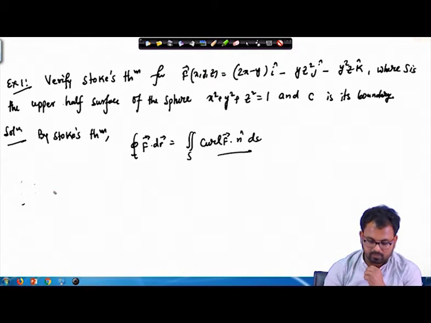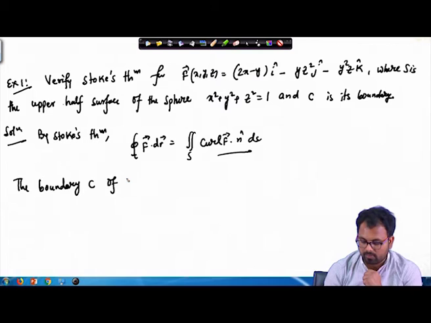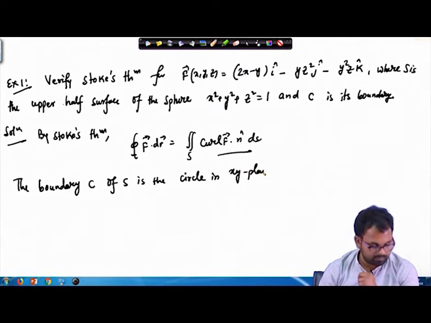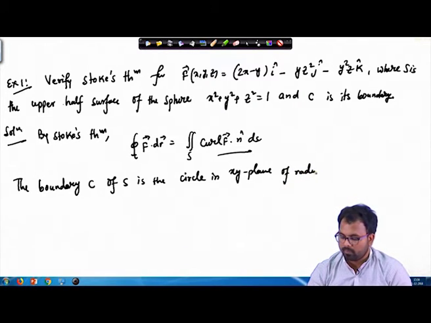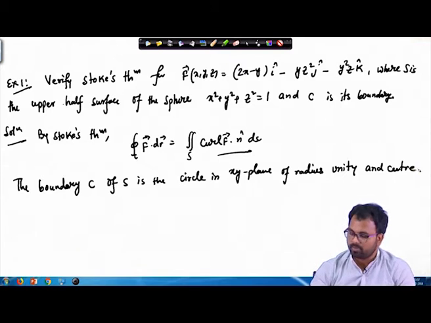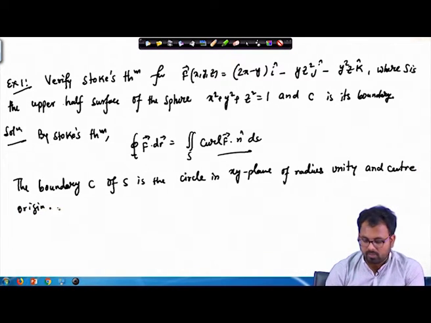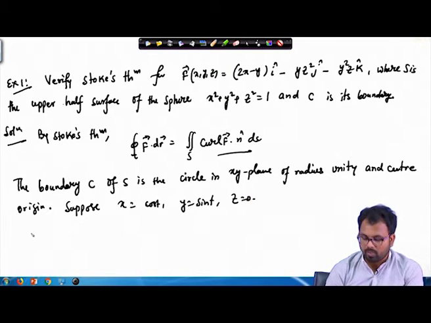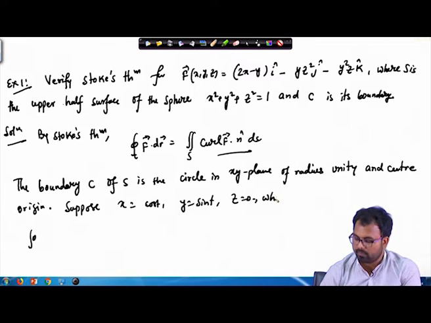So, let us write the boundary C of the surface S is the circle in the xy plane of radius unity and center origin, and the parametric representation of that circle would be x equals cos t, y equals sin t, and z equals 0, where t is between 0 and 2 pi.